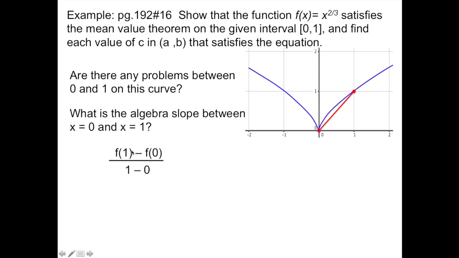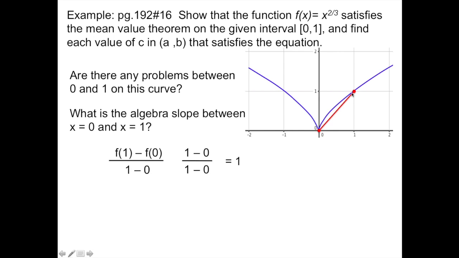So I'm going to calculate the slope using the endpoints. My first endpoint is at 1, so my function value at 1 happens to be 1. My function value when x is 0 is 0. So this slope is 1 minus 0 over the domain x values, 1 minus 0. So the slope here of this red line is 1. So somewhere along the blue function, I'm going to have a tangent line whose slope is equal to 1.